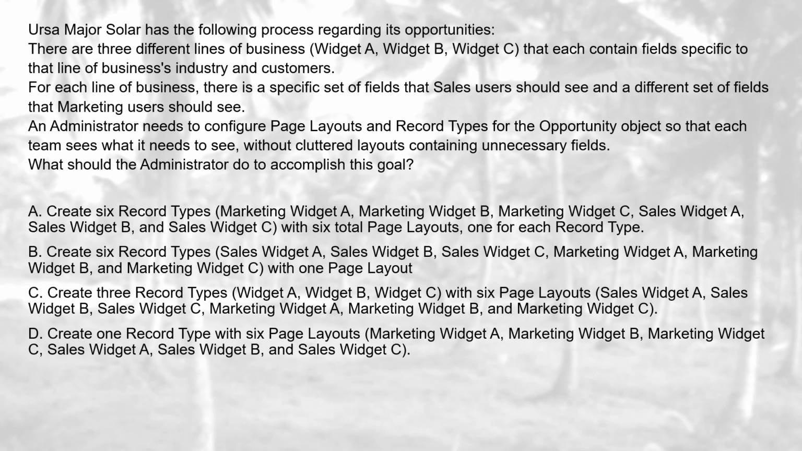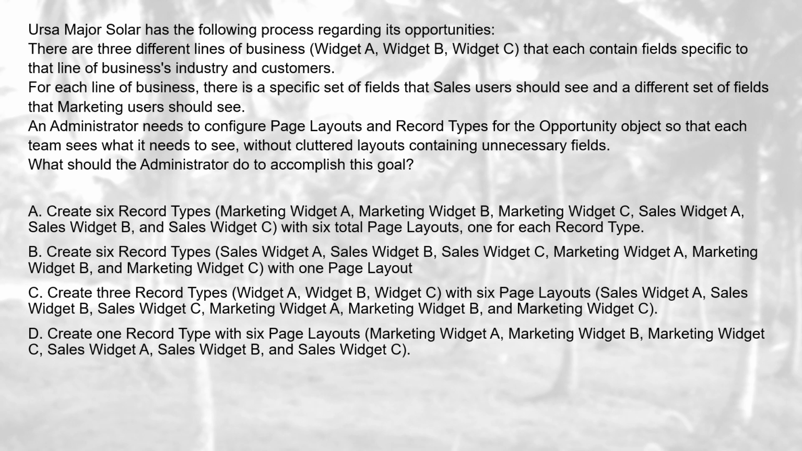And so for that, we're going to need 3 record types. And then we have 2 teams that need to see each record type. So they will need their own page layout for each record type. So that means we will need 3 record types, and there's 3 and 2 teams, so that's 6 page layouts. And let's go through these and see which one has that.